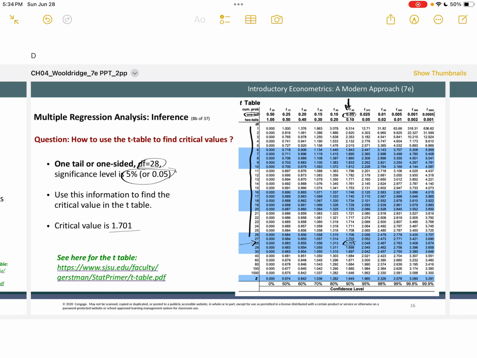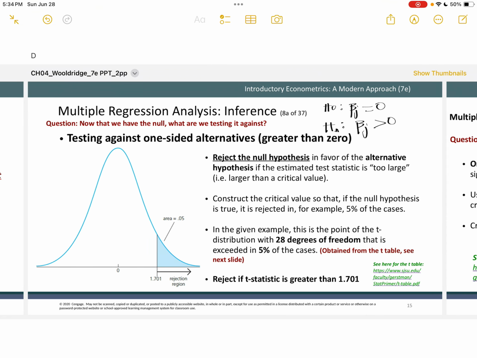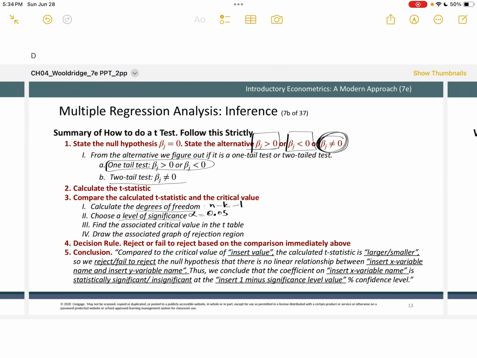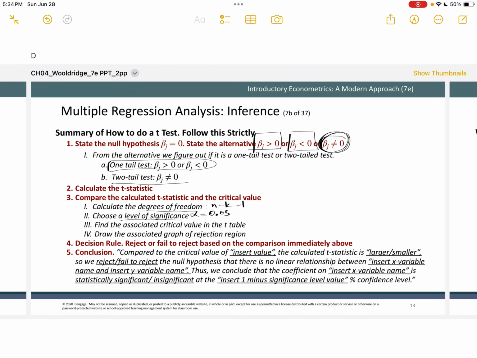Of course, you have AI these days. You could tell AI your degrees of freedom and your significance level, and it will spit out a critical value. You also have to tell AI if you're doing a one-sided or a two-sided test, and it will spit out your critical value. Beautiful, isn't it? All right, let's go back.